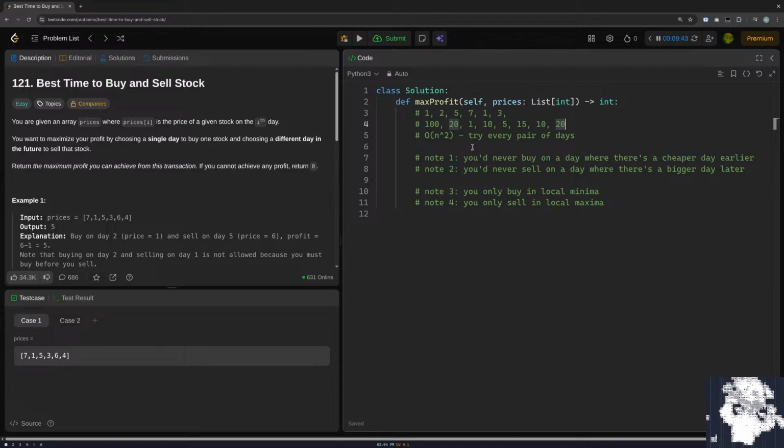I wouldn't necessarily have a valid answer otherwise. The answer is only valid if the buy comes before the sell. You'd never buy on a day where there's a cheaper day earlier.